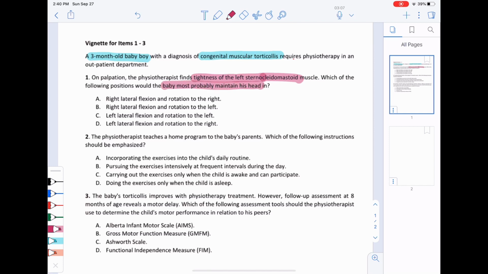So these are the two things that you need to be focusing on when you are answering, right? So tightness of the left SCM muscle. So what would be the position? Now you have two options here. You can go through the answers and decide whether this is right or wrong, or else assume what would be the right position. What I would do is assume the right answer. So for me, if it is left SCM, it should be left side flexion and rotation to the right.